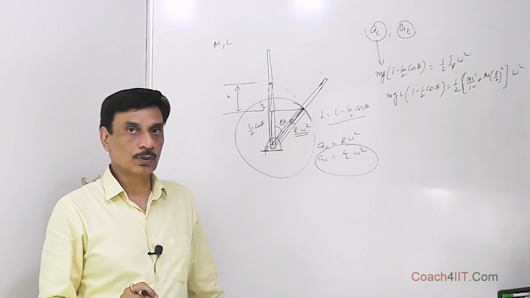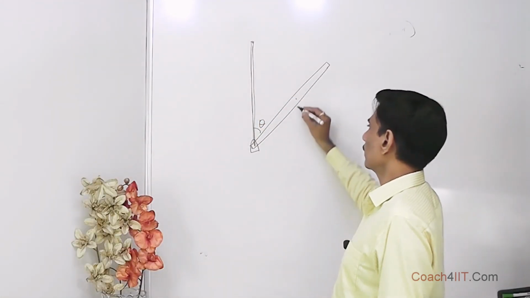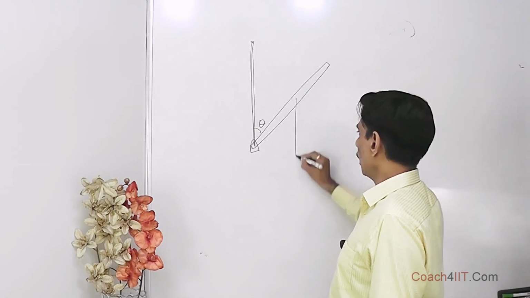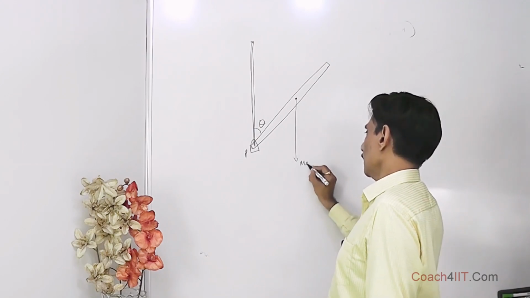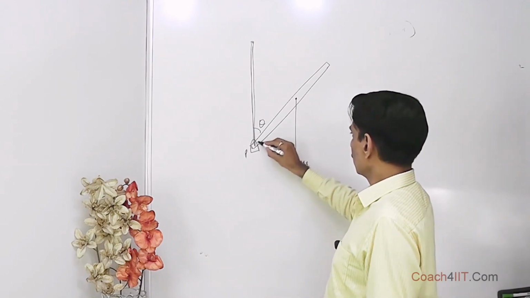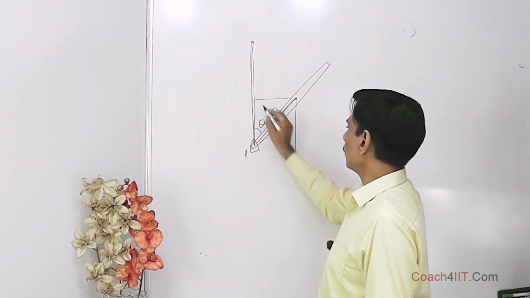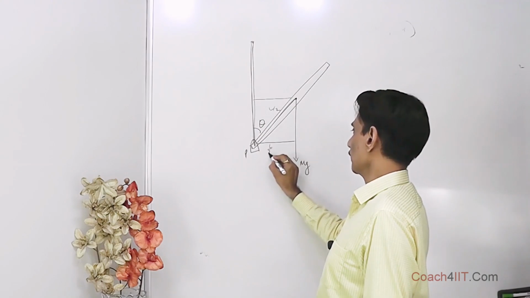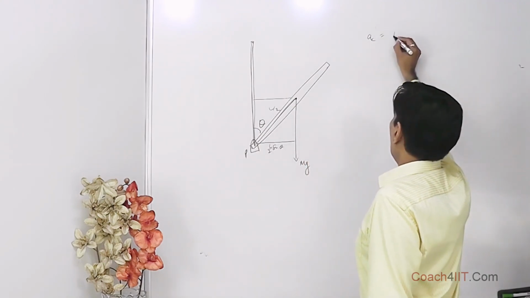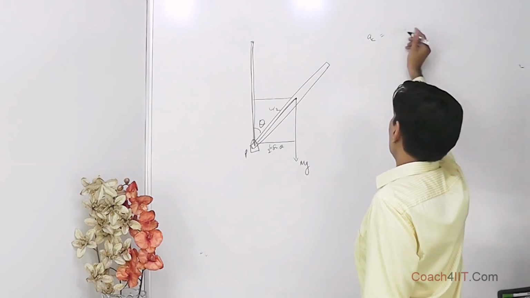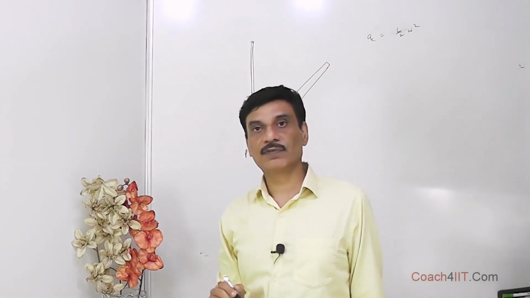Now let's go to finding A tangential. When it has fallen through this angle theta, about this point P we take the torque. mg is acting over here at the center of mass. This is L by 2, this is L by 2 cos theta, and so this is L by 2 sin theta. AC we had found as r omega square, that is L by 2 omega square. Omega we found using the energy conservation principle.